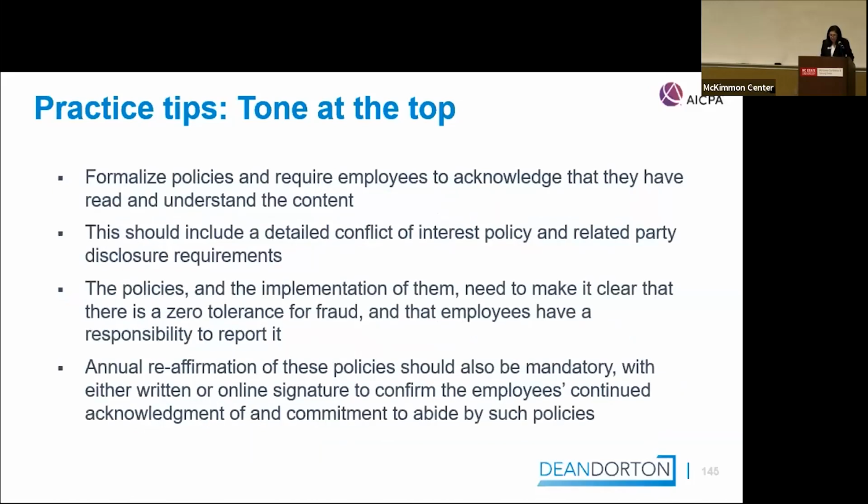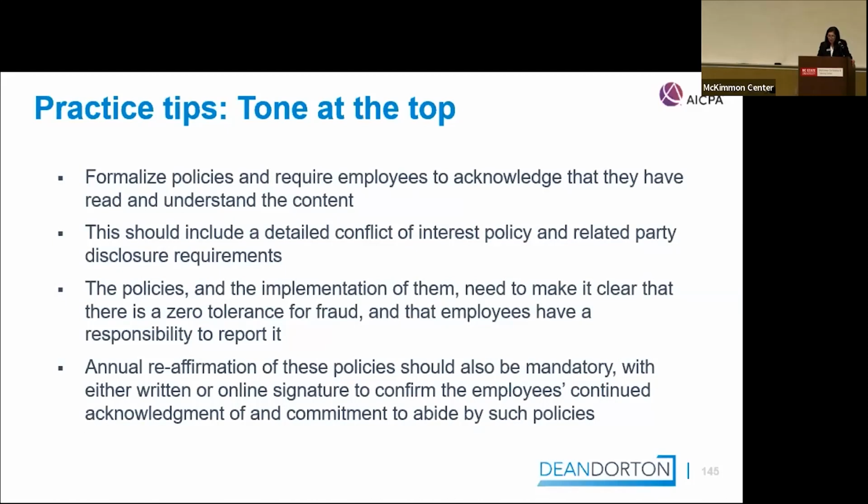You should formalize policies and require employees to acknowledge that they have read and understand the content. It should include a detailed conflict of interest policy and related party disclosure requirements. Your policies and how you run your organization need to make it clear that there is zero tolerance for fraud and that employees have a responsibility to report it.